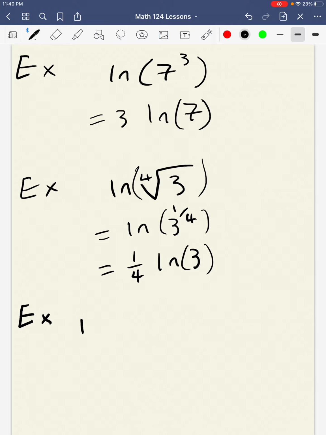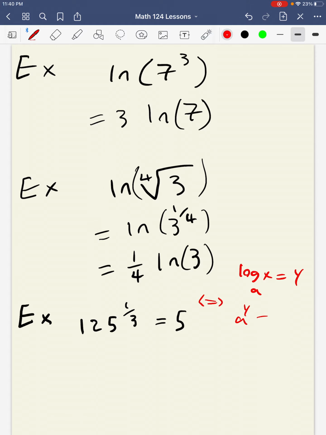Let's look at some exponential equations and learn how to convert them into log equations. So if we look at this equation here, the cubed root of 125 equals 5. If we want to write this as a logarithm, well, we just use the definition. Let me write the definition down again if you forgot it. So log base a of x equals y. What that means is a to the y equals x. So we can start here and move here, right?